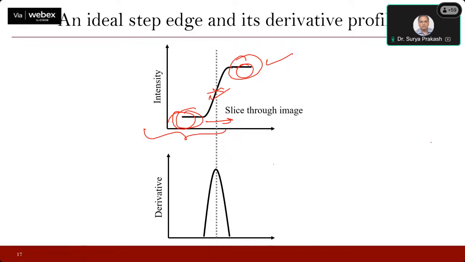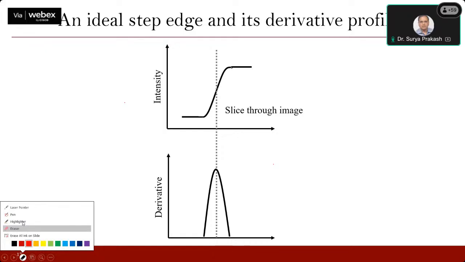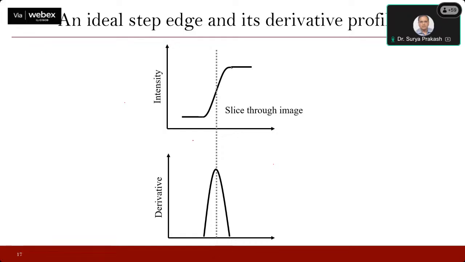So when you have an image like this, or an intensity profile like this, and you are computing the derivative of it, how does the derivative look? You'll see the derivative actually looks like this. When you have an edge like this, then the derivative comes out to be like this.